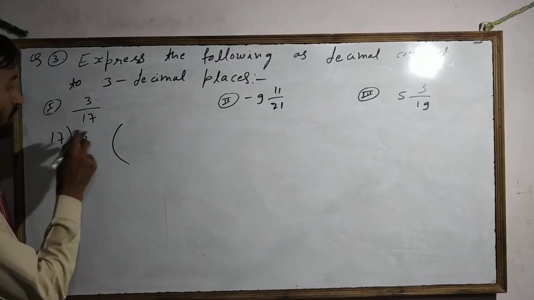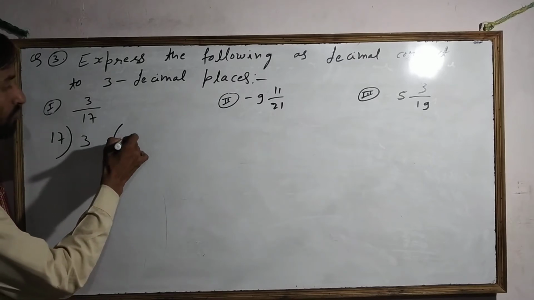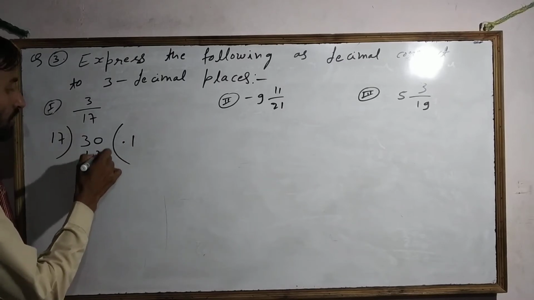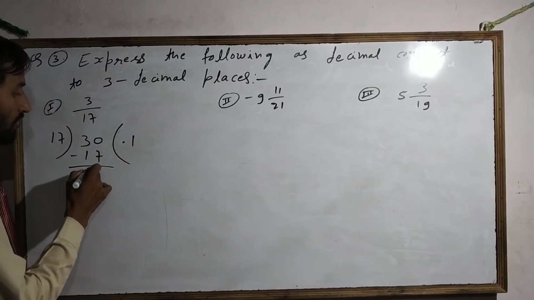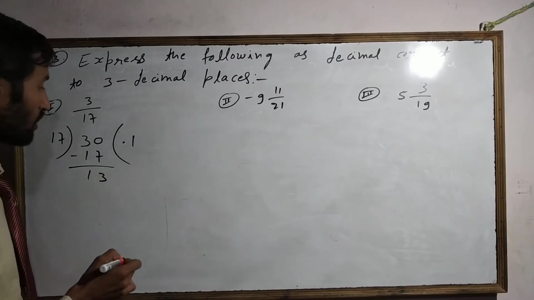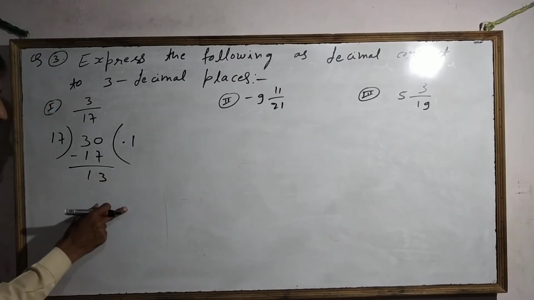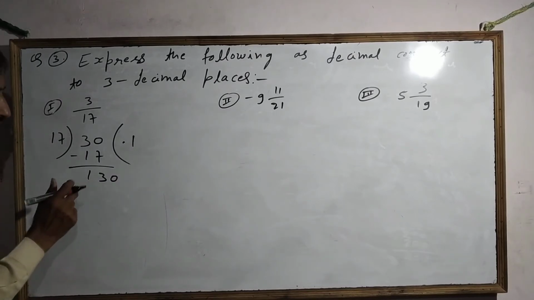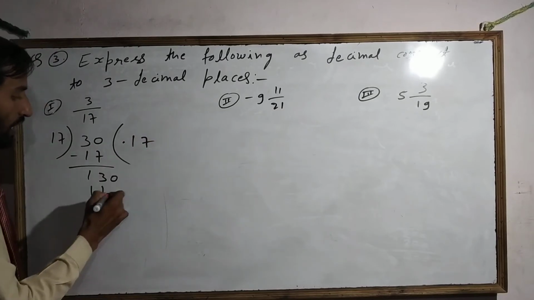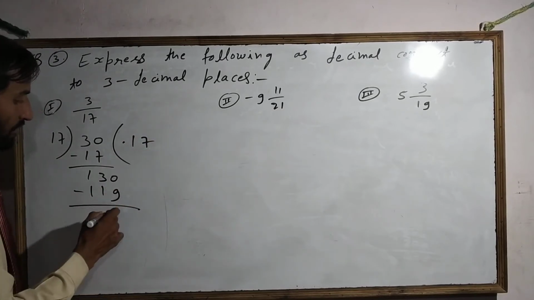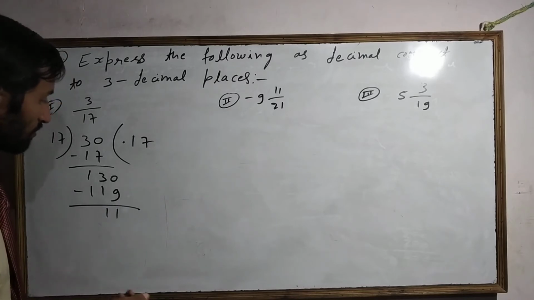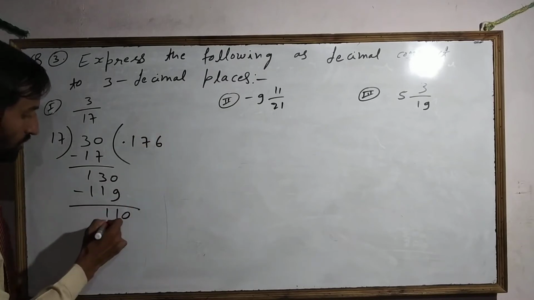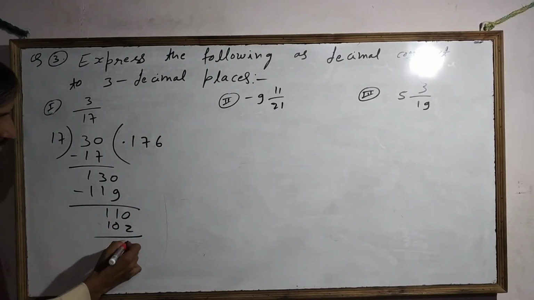First, 3 is a smaller value, so we put a point here, then put 0. 1 times 17 is 17. Now we subtract 30 minus 17, the remainder is 13. It is also a smaller value, so we put a 0 on it. 7 times 17 is 119. Now we subtract, the remainder is 11. Then we put another 0. 6 times 17 is 102. Now we subtract, the remainder is 8.